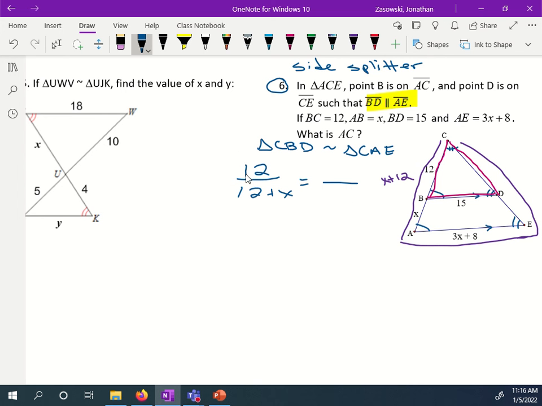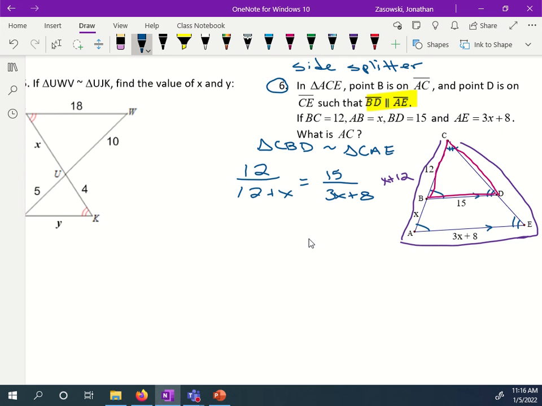Remember, we started with what triangle? The 12 came from the smaller, so we have to go back to the smaller. The other side we know here is 15, and the corresponding side is 3x plus 8. And so now I can go ahead and cross multiply and solve.